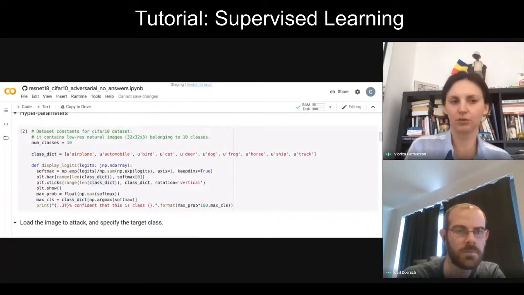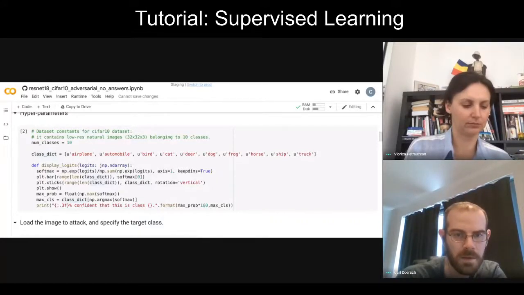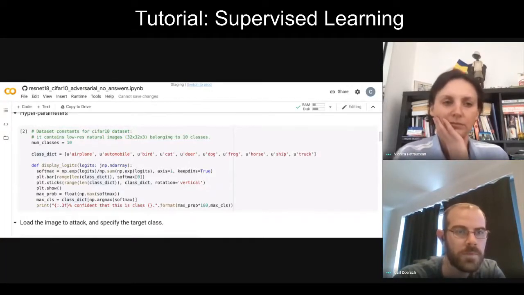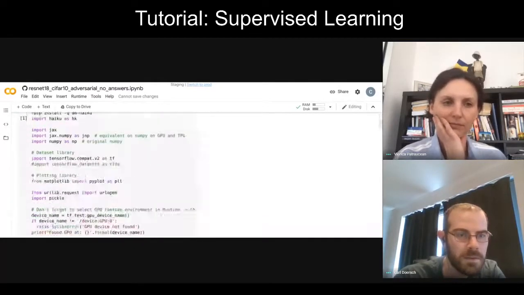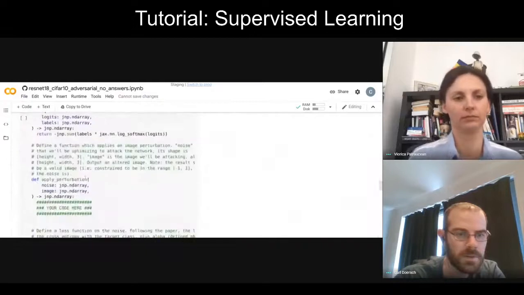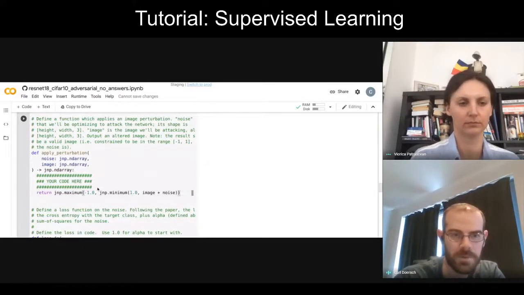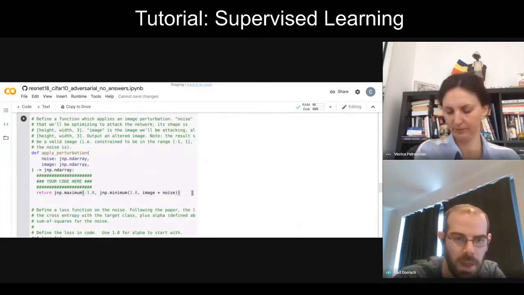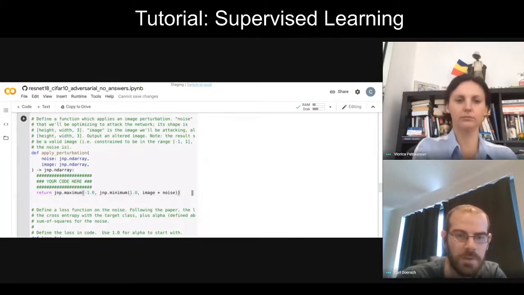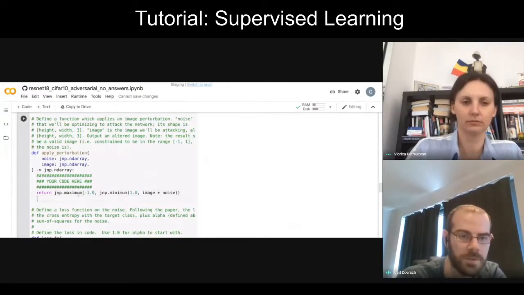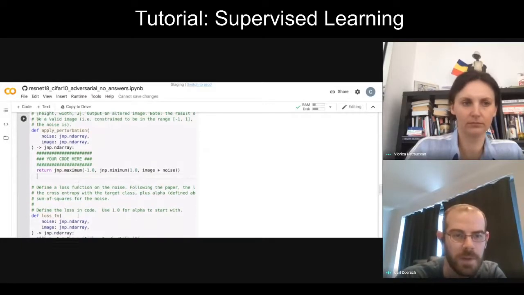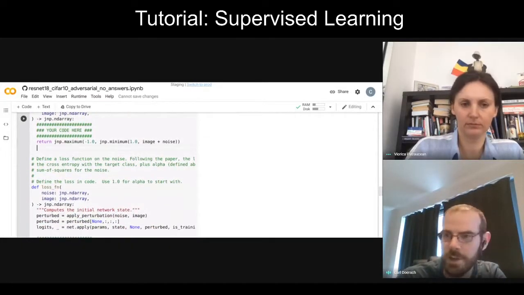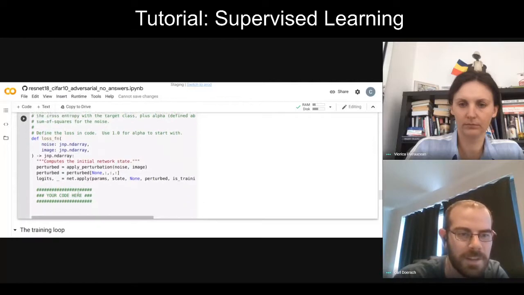Okay, so maybe we can just put the answer for the first function. For this, the answer is going to be something like this. It's really just straightforward: you take the image and add in the noise, and then you clip it to be between -1 and 1. We use jnp.minimum and jnp.maximum. There may be more. I'm actually not sure if jnp has a clip function. It probably does, but this is just the first thing I thought of that implements this.